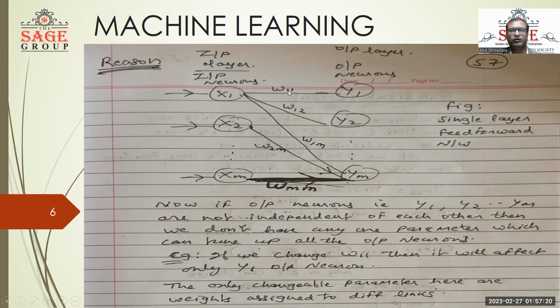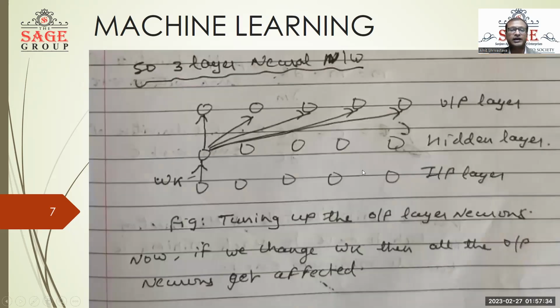If I change W11, then only the output Y1 will be changed. If I change W12, then only the output Y2 will be changed, and so on. So there is no single weight through which if I tune that weight, then all the outputs get affected. But when the outputs are interdependent on each other, then I require at least a single weight, which if I change, then all the outputs get affected.